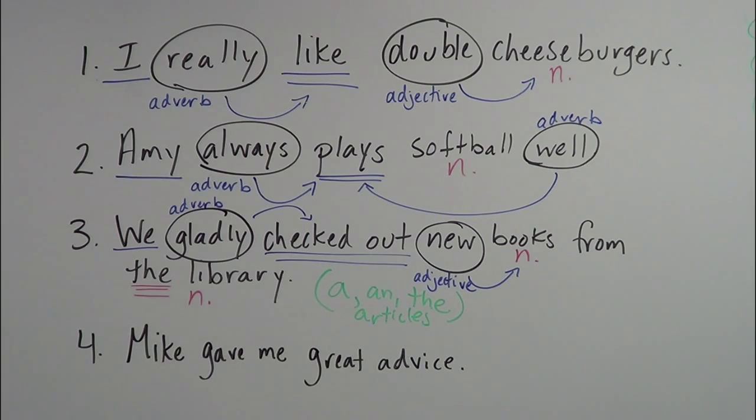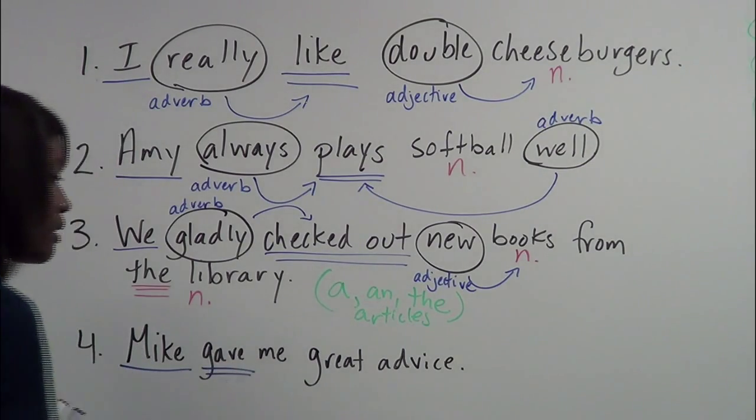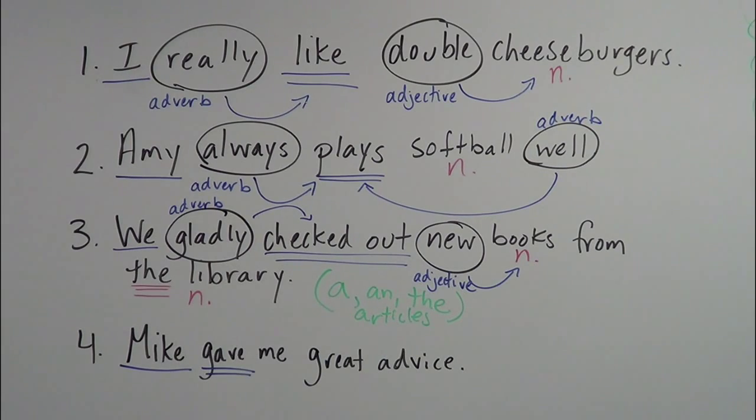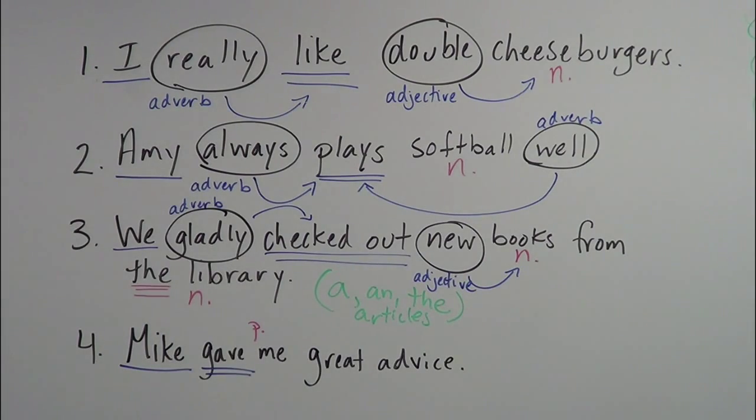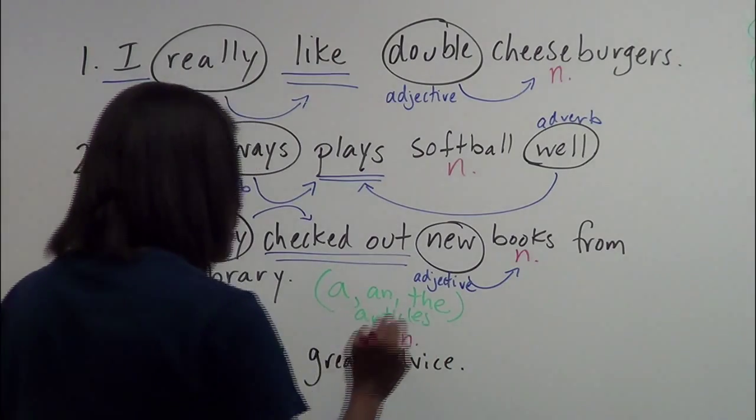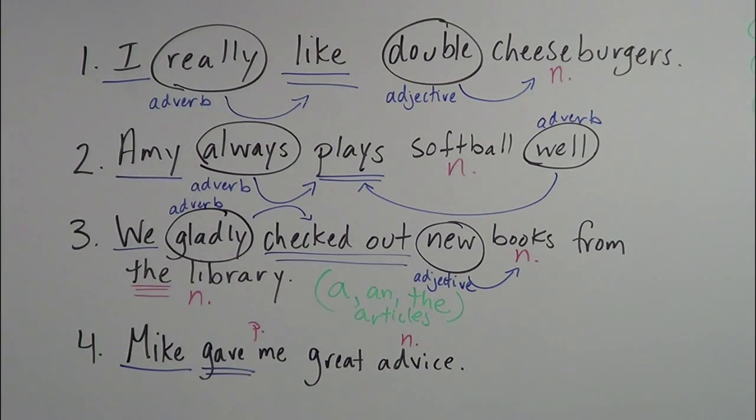But for the last sentence, Mike gave me great advice. Subject here being Mike. What he did was he gave me great advice. Me is actually a pronoun. I will put a P here. And then advice is a noun because it's a person, place, or thing.